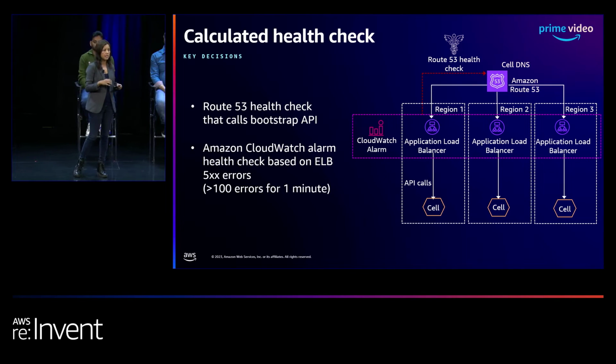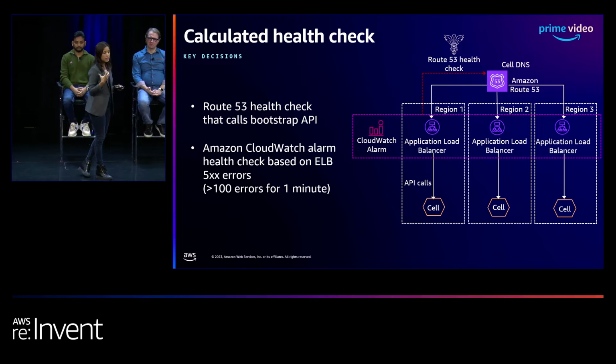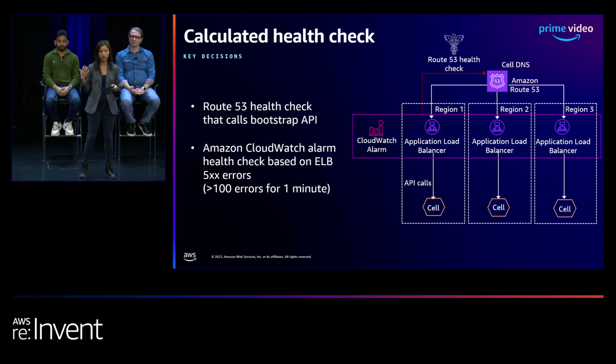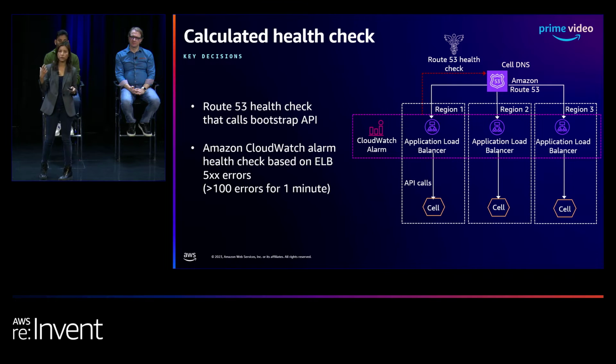The second thing that they did is CloudWatch alarms. They looked at the ELB 500 errors, and if there were more than 100 errors for a minute, they would know that a load balancer in that particular region is unhealthy and would not route the request as well.